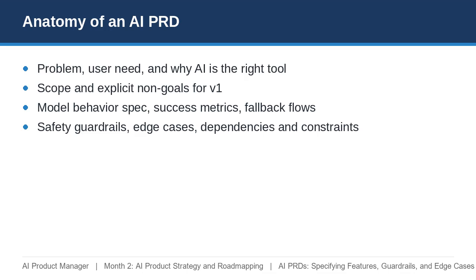A complete AI PRD has 8 core sections. Start with the problem and user need and justify why AI, not rules, is the right approach. Define scope and non-goals so the team knows what's out of bounds. Then the AI-specific sections: model behavior, success metrics, fallback flows, safety guardrails, and edge cases. Finally, document dependencies like latency, cost, data, and your model provider.